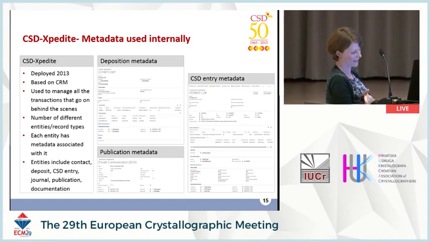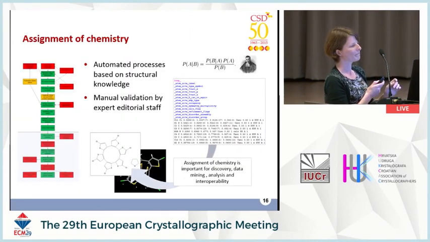So it's not just the CSD entries that we have to deal with. So in the new system, there are a number of different entities or record types, and each entity has its own metadata associated with it. So we've got an entity for things like the deposit, the CSD entry, publication, journal, publishers, and there really is quite a lot of information to manage.